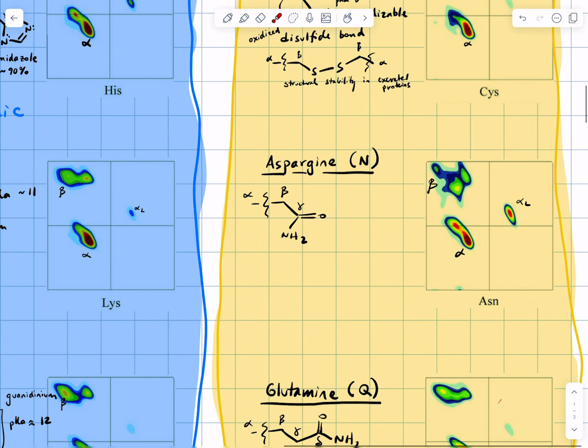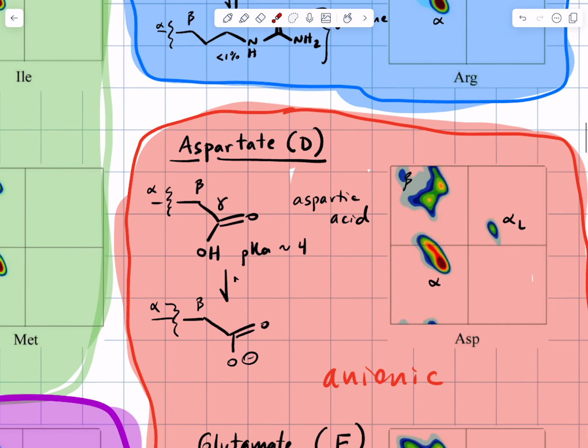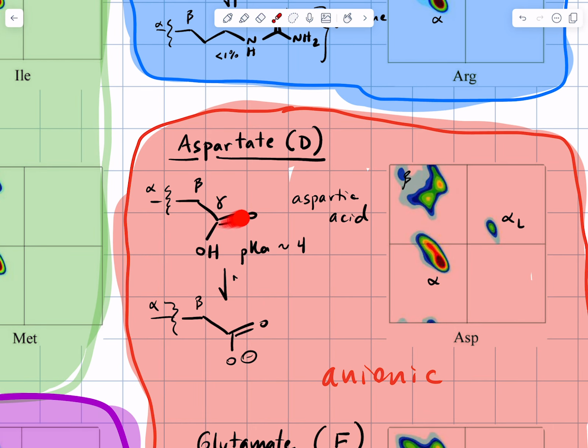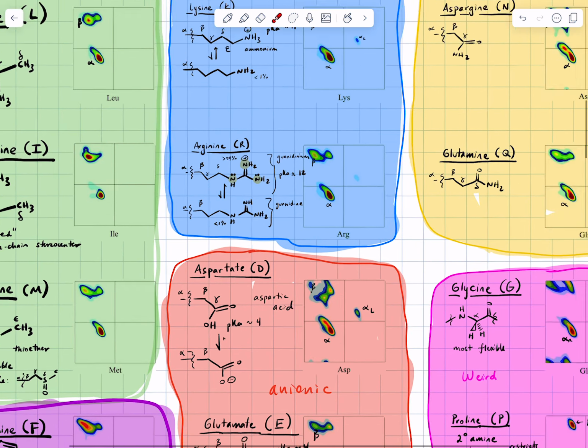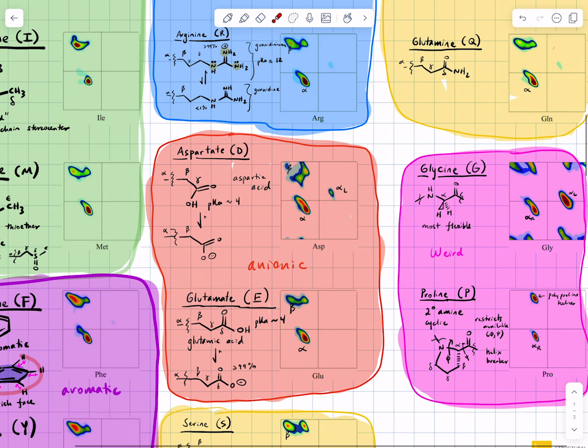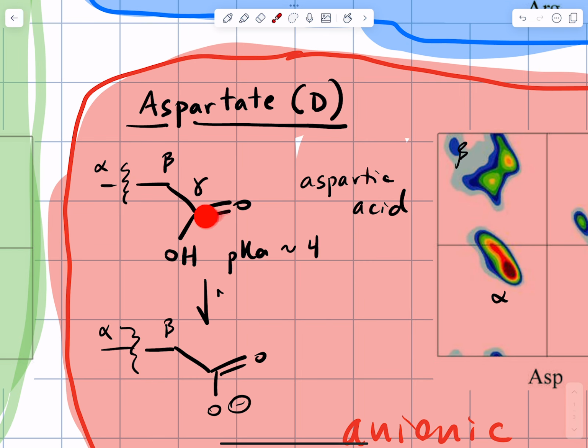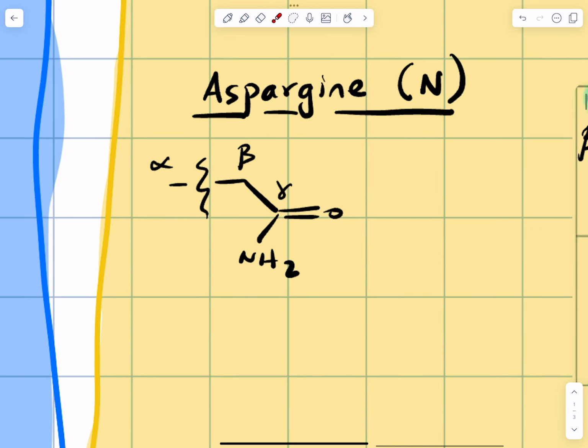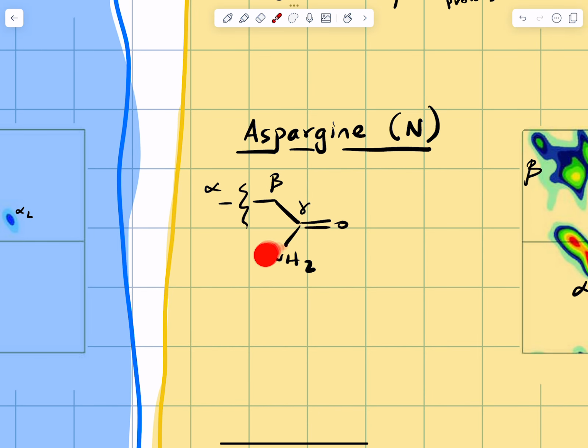There are two other neutral but polar amino acids, and these are going to be cousins to aspartic acid and glutamic acid. These are the amide versions of aspartic acid and glutamic acid. So aspartic acid has an OH group on the delta carbon. The asparagine is going to have an NH2 group on the delta carbon. I said that wrong. I got to go back. I'm sorry. Aspartic acid has a carboxylic acid group as the gamma carbon, an OH group, and a carbonyl. In contrast, glutamic acid still has the carbonyl, but now has an NH2 group.